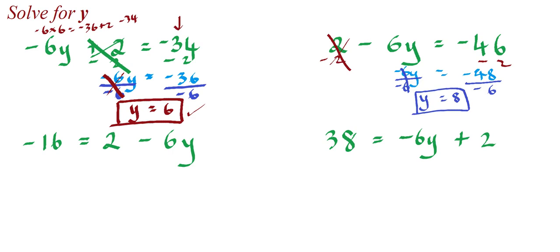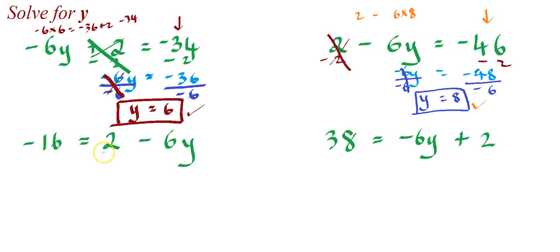Let's quickly check, see if that's correct. So let's see, y equals 8, right? So 6 times 8 is 48. 2 minus 48 is negative 46, which is correct. That is the same answer as that, so this must be correct as well. Let's move quickly down to this one down here.